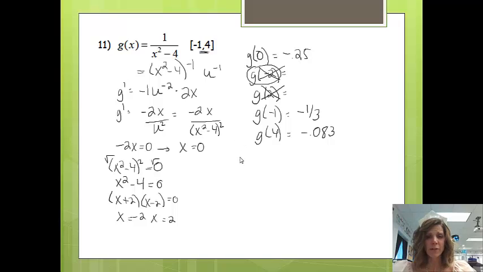Anyway, now from here, we need to get an absolute min. My absolute min is going to be the smallest y value, and I believe that's going to be the -1/3. And then my absolute max will be my highest y value, which is the -0.083. Notice in this case, the absolute min and max both occurred at the endpoints, but we wouldn't know that unless we tested everything. So hopefully now you can find the absolute extrema of a function on an indicated interval.